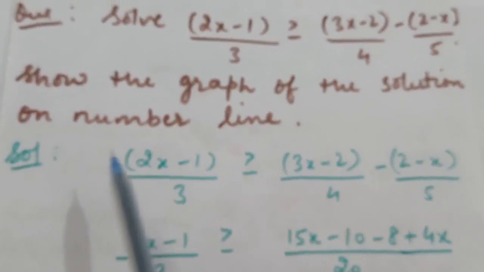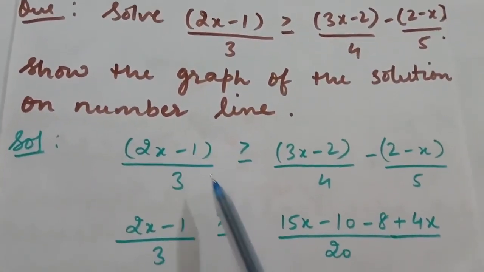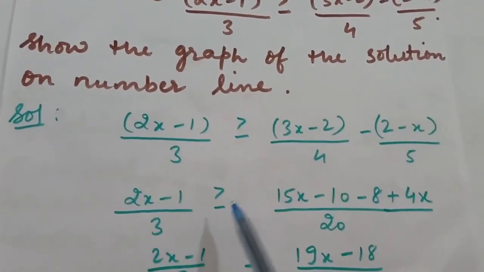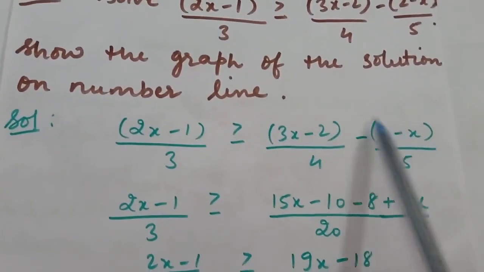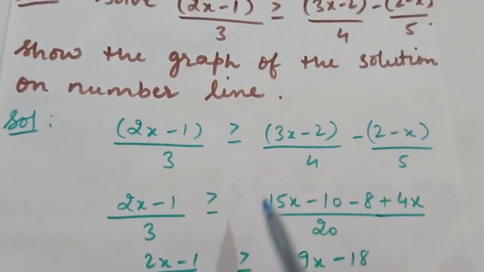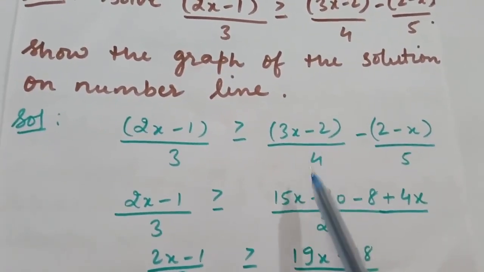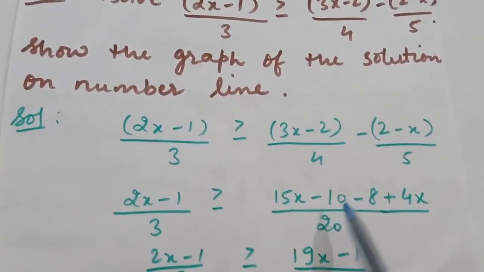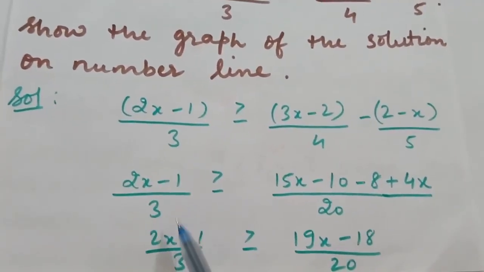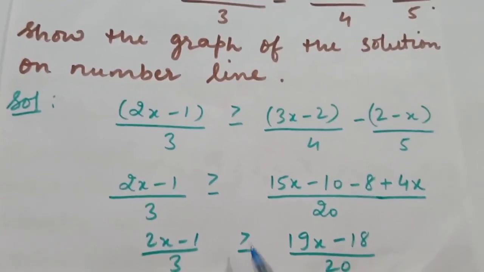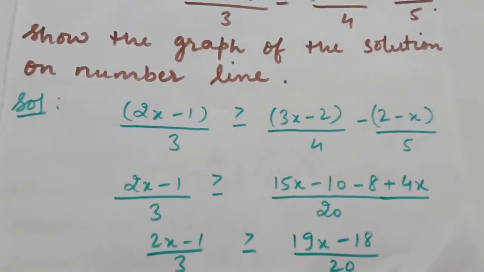So, solution: take the given inequality. Now (2x - 1)/3 as it is, greater than or equal to, take the LCM of these two terms. First of all we'll solve this term and then we'll do the next step. The LCM will be 20. You'll get the numerator as 15x - 10 - 8 + 4x. When you solve it, you'll get (2x - 1)/3 ≥ (19x - 18)/20.